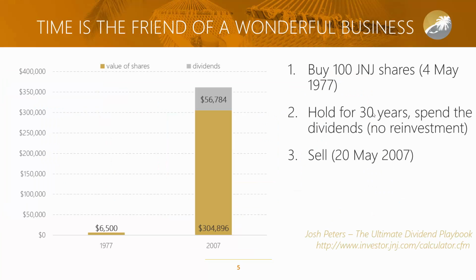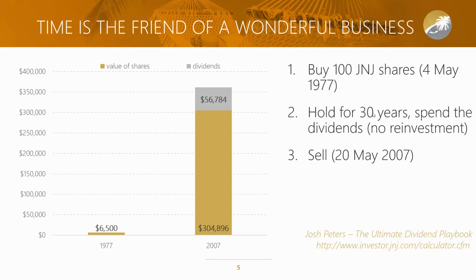After the 10-year-long investment periods of the previous examples, let's spend some more time with one of the dividend champions, Johnson & Johnson. I took this example from Josh Peters' book, The Ultimate Dividend Playbook, and I want to use this to show you how to discover the background, the underlying factors of outstanding performance. Let's assume you bought 100 shares of Johnson & Johnson for $6,500 on the 4th of May in 1977. I wasn't even born then, by the way.